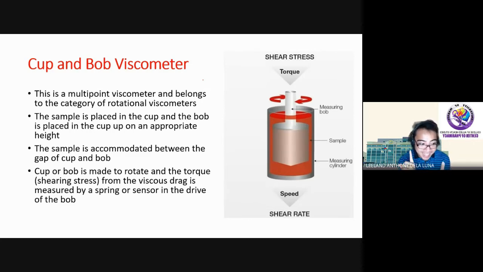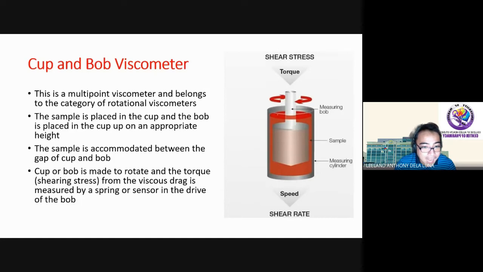Pero kung yung paddle na yan, hirap umikot, ibig sabihin, very viscous yung fluid mo. Right? So anyway, the sample class is placed in a cup and the bob is placed in the cup at an appropriate height. Okay, so ito yung bob niya. Now class, the sample is accommodated between the gap of the cup and bob.